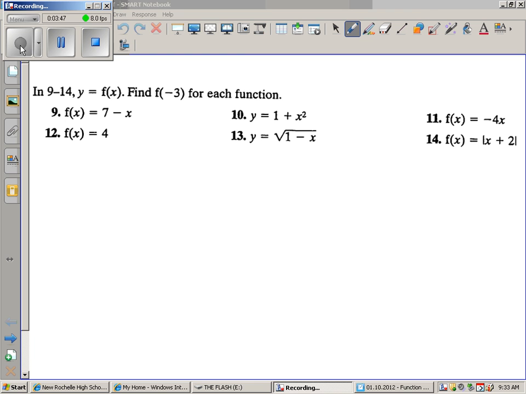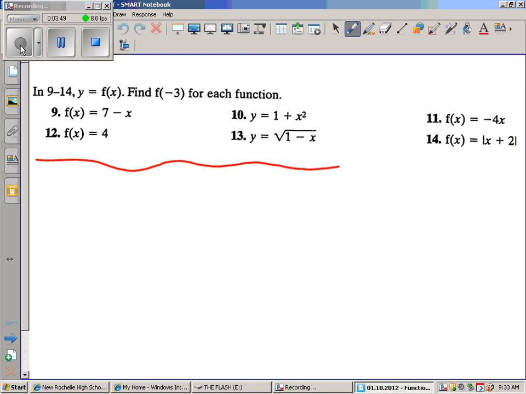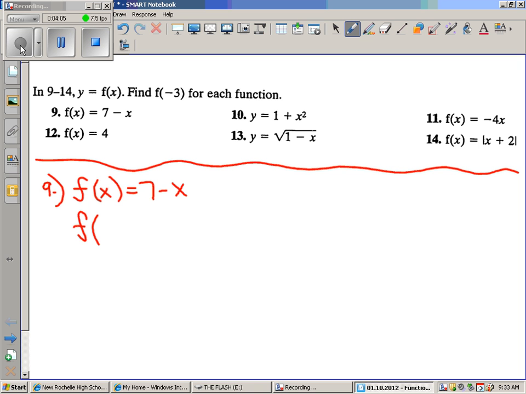We're going to practice a few of these. So here are the examples that are written on your sheet. Let's just go through them. Number 9. We've got f of x equals 7 minus x. Let's plug negative 3 in. So find f at negative 3. That's just going to be 7 minus negative 3. How much is 7 minus negative 3?